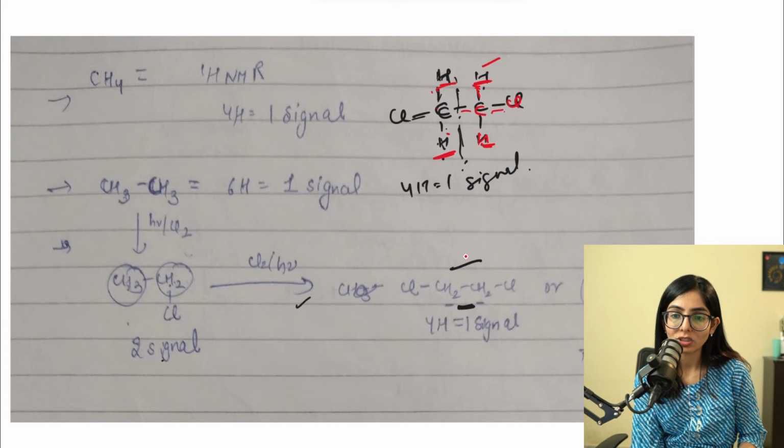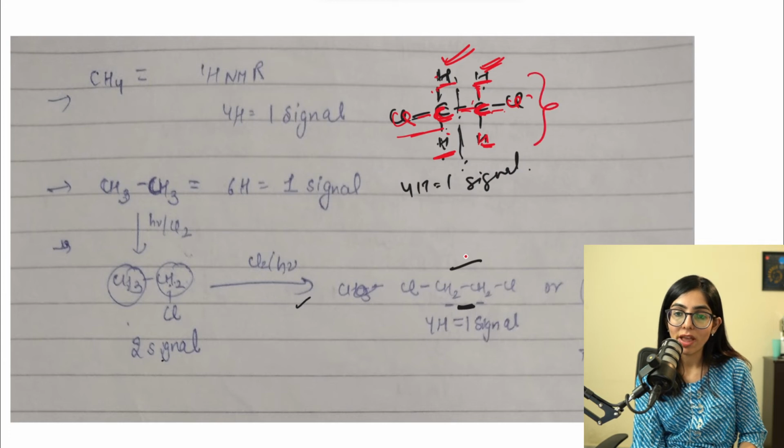Over here, this hydrogen is connected to C. Yes, this hydrogen is also connected to C. So over there it is CCl, and then over here it is CCl. Fine, everything is the same over here. So every hydrogen over here will be giving one signal. Four hydrogen will be giving one signal.